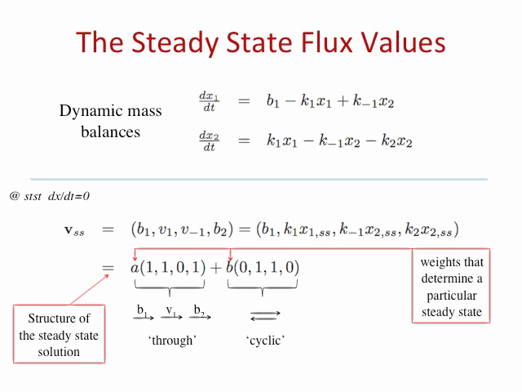I know that the structure of the flux steady state solution will be a linear combination of the two basis vectors I had in the earlier slide. And these two basis vectors will have a weight A and B in front of them that are used to add them up to give me the actual steady state. I will solve for A and B in a moment.